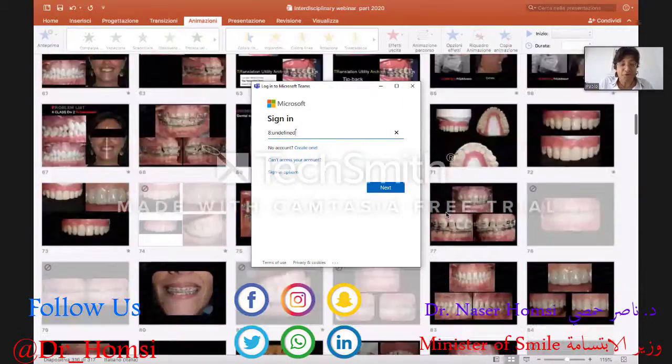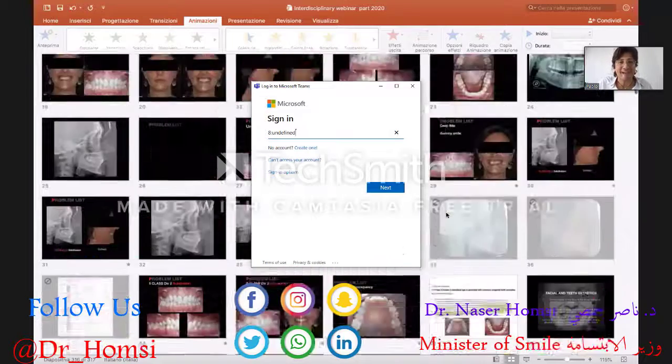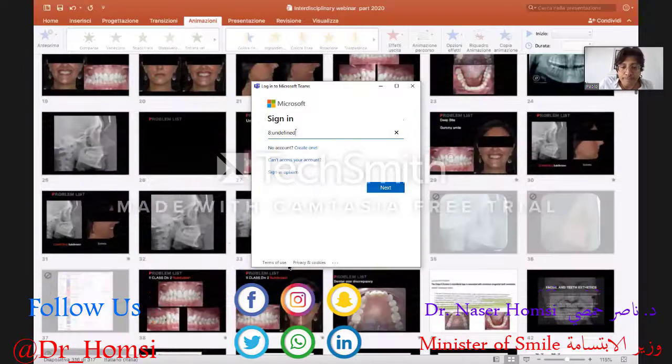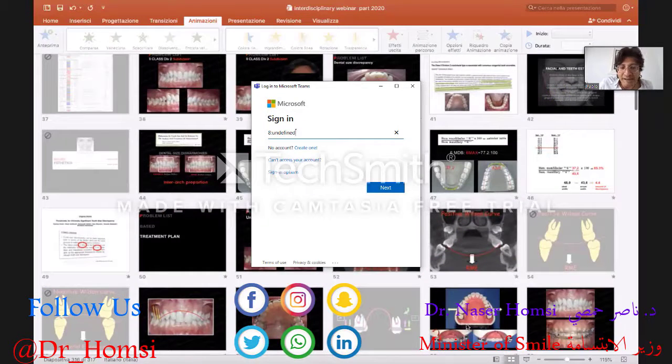I had something more to show, but to be very British in my time, I placed a button to go to the end. Okay, so this is the transpalatal arch correction.